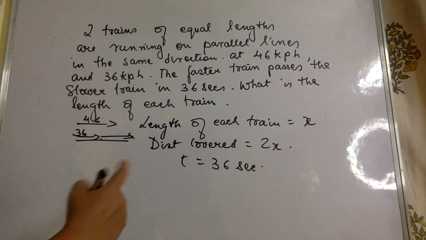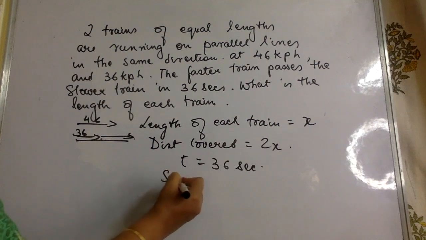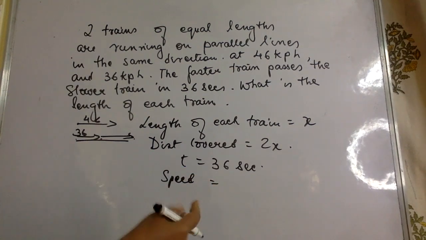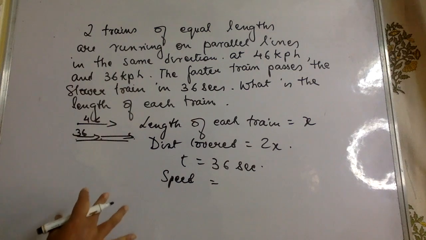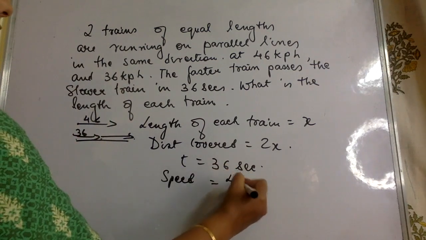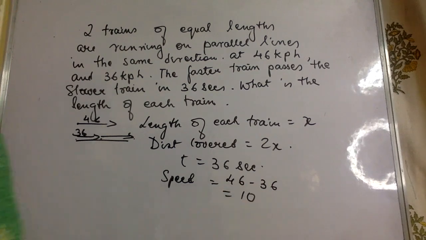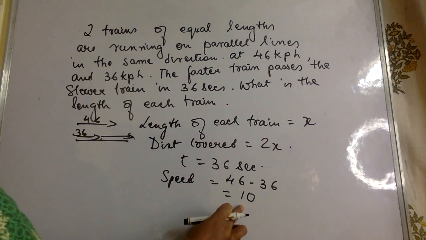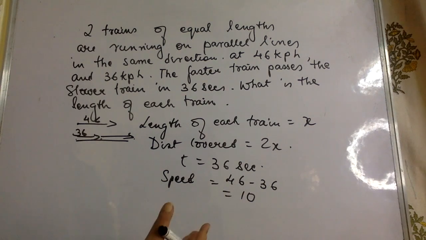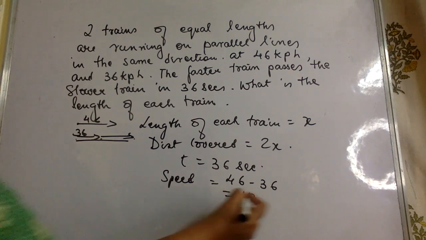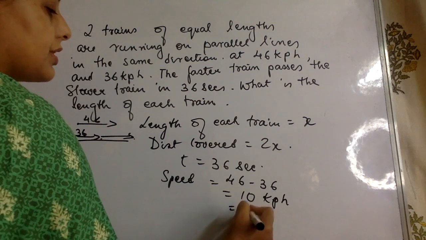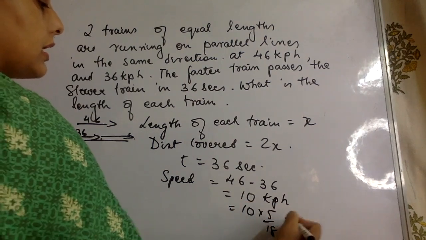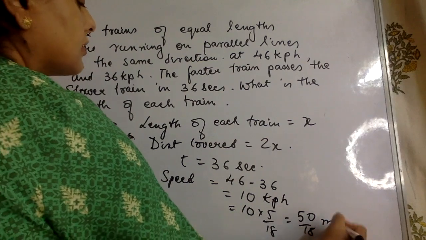Okay, what is the length? Now what is the speed that we are going to take? Again, it is the relative speed, but this time, since they are moving in the same direction, the speed is going to be subtracted. So 46 minus 36, that is 10 kph. Okay, so whatever calculation we are going to do with 10 kph. Now this 10 kph has to be converted into meters per second, because this is kph, which is 10 into 5 by 18, that is 50 by 18 meters per second. We'll leave it like that.